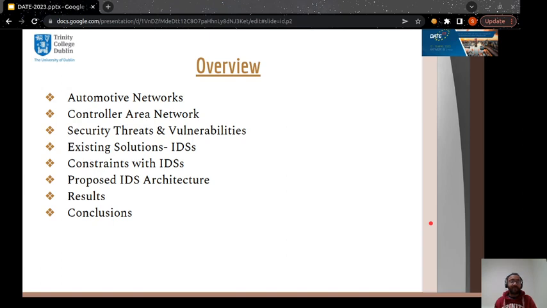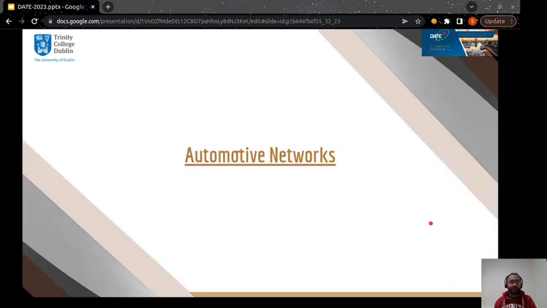This is followed by the constraints that these intrusion detection systems face in resource-constrained vehicular environments. This will be followed by our proposed intrusion detection system architecture. We then conclude our presentation with experimental results and conclusions.